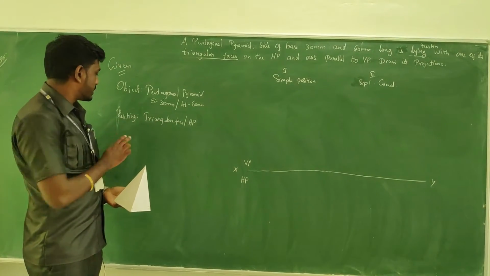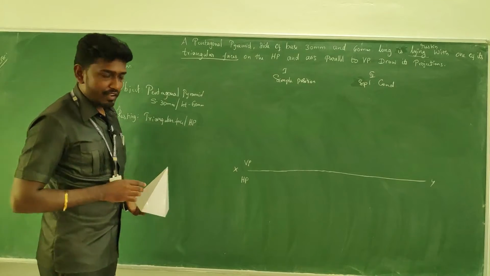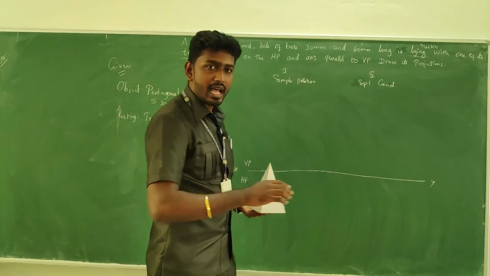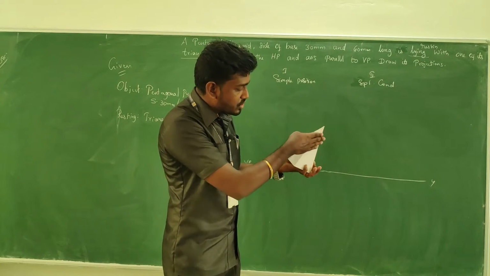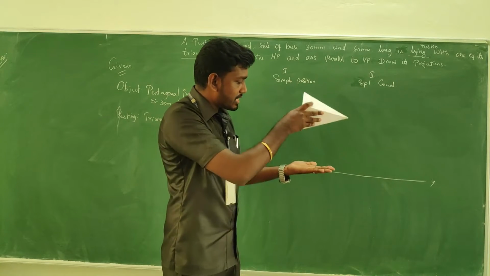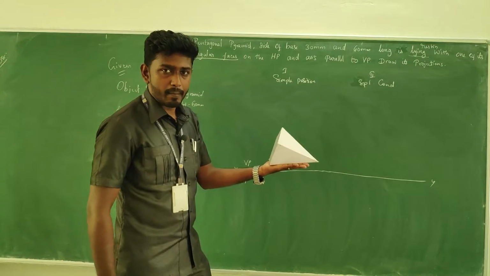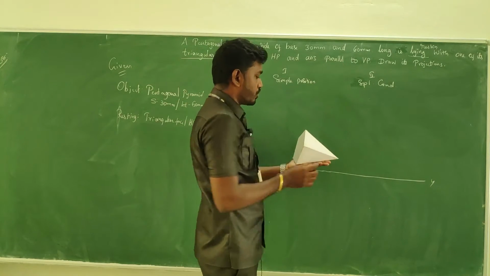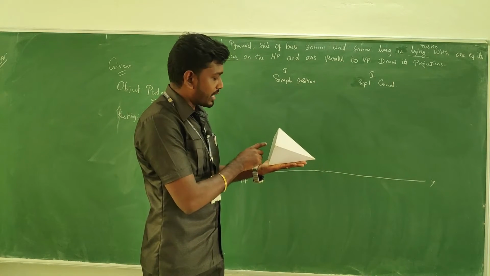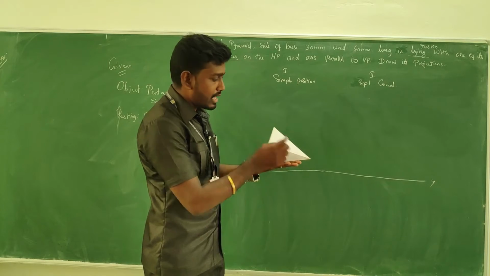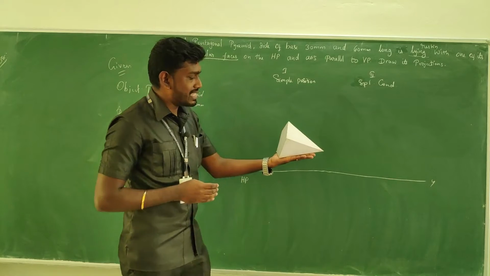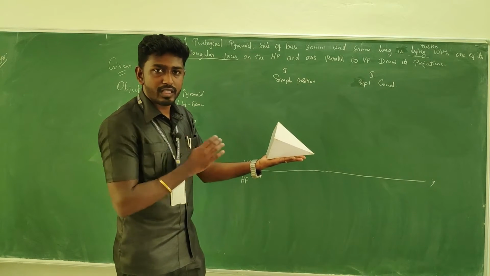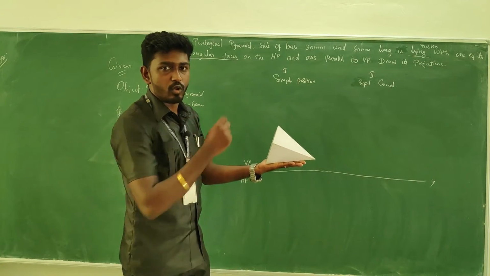The triangular face is resting on HP. If I consider this ground as a horizontal plane and this board as a vertical plane, one of its triangular faces is resting on HP and the axis is parallel to VP. The axis, which connects the center of the bottom base and the apex, should be parallel to what? VP. So the exact position of the object is something like this. For this we are going to take the front view and top view.